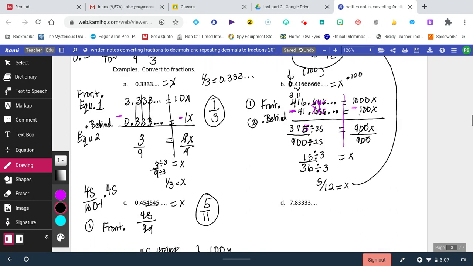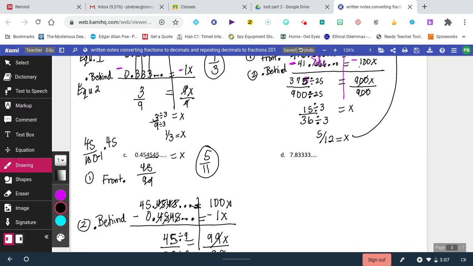That's a shortcut for A and C. But now you cannot use that on B or D, because on B you have a 4 and a 1 that are not repeating. And on D, behind the decimal, you have an 8 that's not repeating, okay? So if you have anything that's not repeating, you have to go the long route.